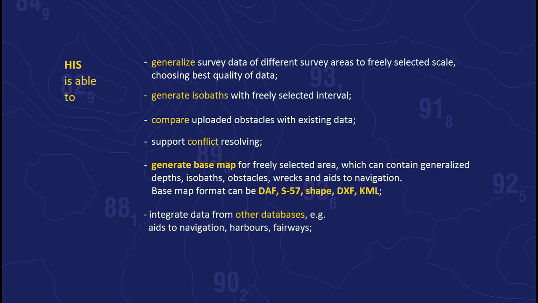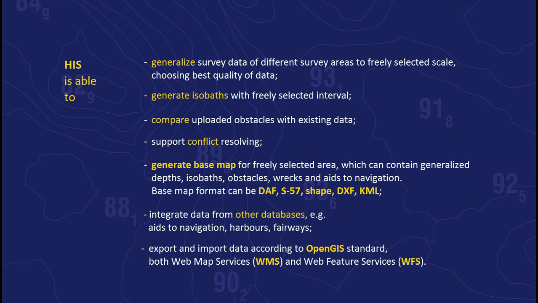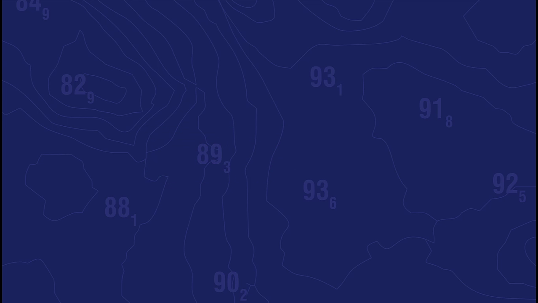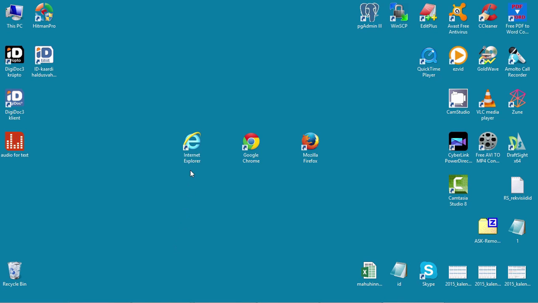Integrate data from other databases, for example, aids to navigation, harbors, fairways. Export and import data according to OpenGIS standard. Perform web map and web feature services. It is a freeware-based solution. Database-driven system, giving access restricted with user rights to unlimited number of workstations. HIS supports all common browsers.